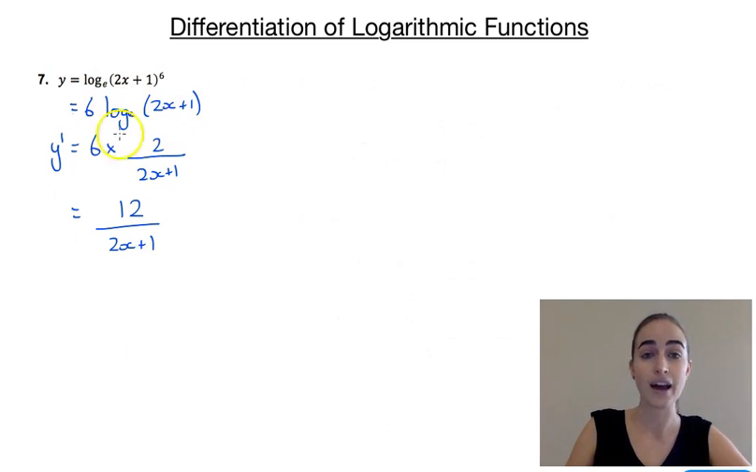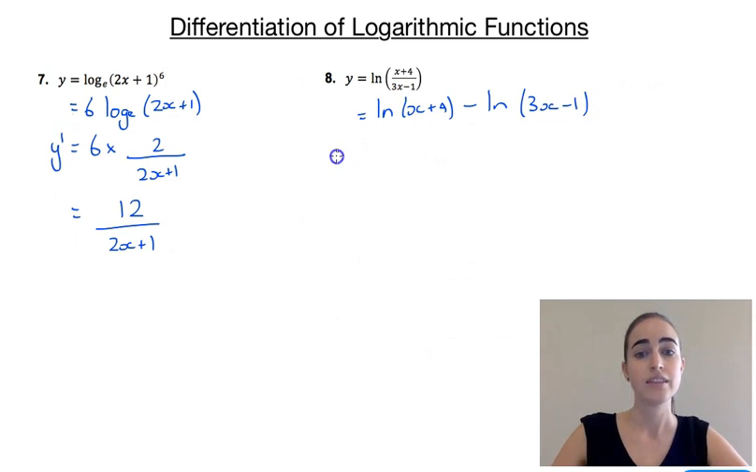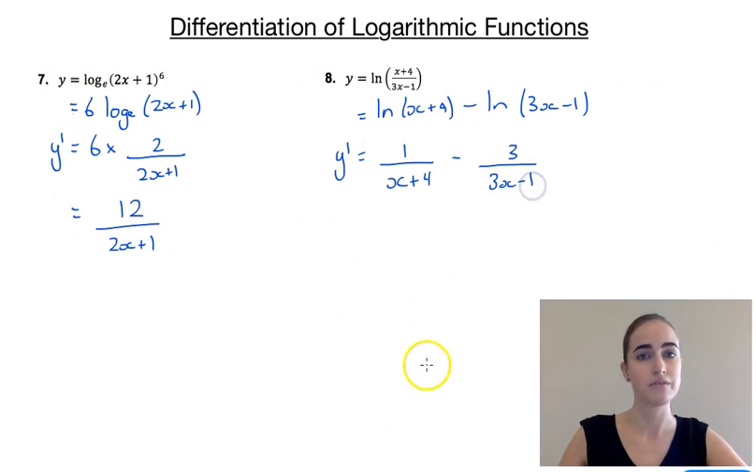Now you could go through and do it without using that log law, but it does make it a little bit easier. But our last example uses a different log law. We could have applied this same log law to our example 6 as well, but I wanted to go through how you can use the quotient rule. So we have this log law that tells us we can rewrite a log of a fraction into the log of the numerator, so x plus 4, minus log of the denominator, so 3x minus 1. Then to differentiate, we can go through and differentiate each of those things. So for this first one, we'd have 1 over x plus 4, and we'd have minus 3 over 3x minus 1. Right, so that's having a look at how we can differentiate logarithmic functions.